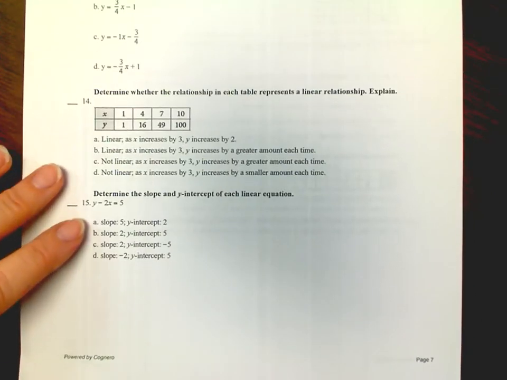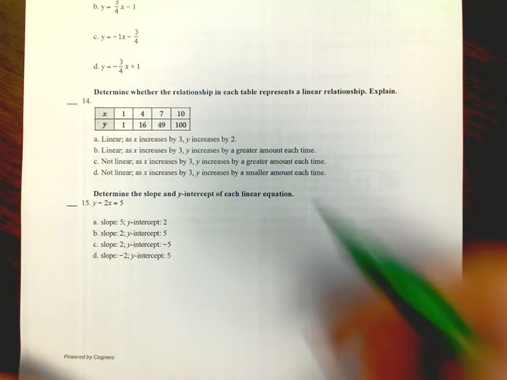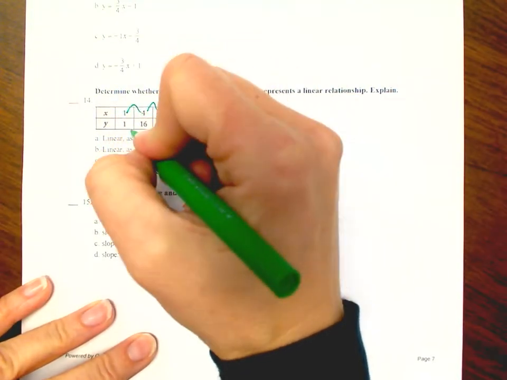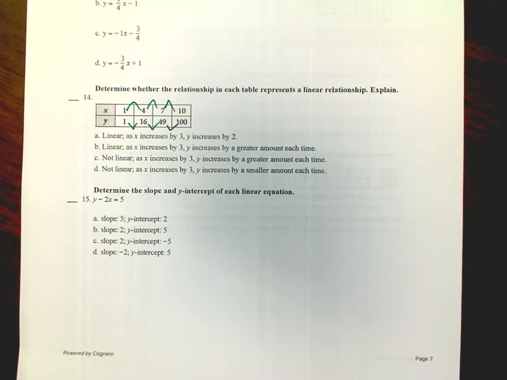Number 14. Determine whether the relationship in each table represents a linear relationship. Linear, because it's got to be a constant rate of change. If it is not a constant rate of change, it is not linear. So find your constant rate of change. Read the answer all the way through because they're going to try to trick you. When you read something that's false, cross it out.